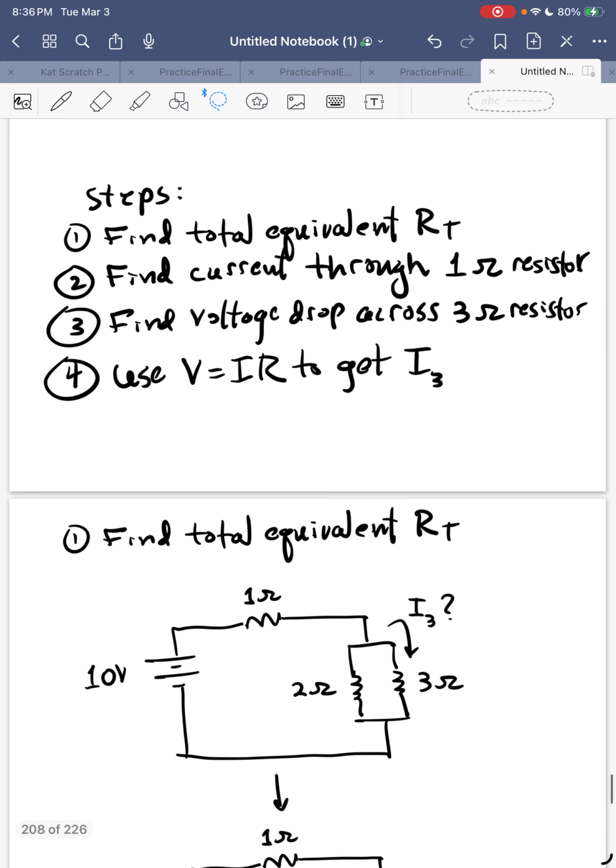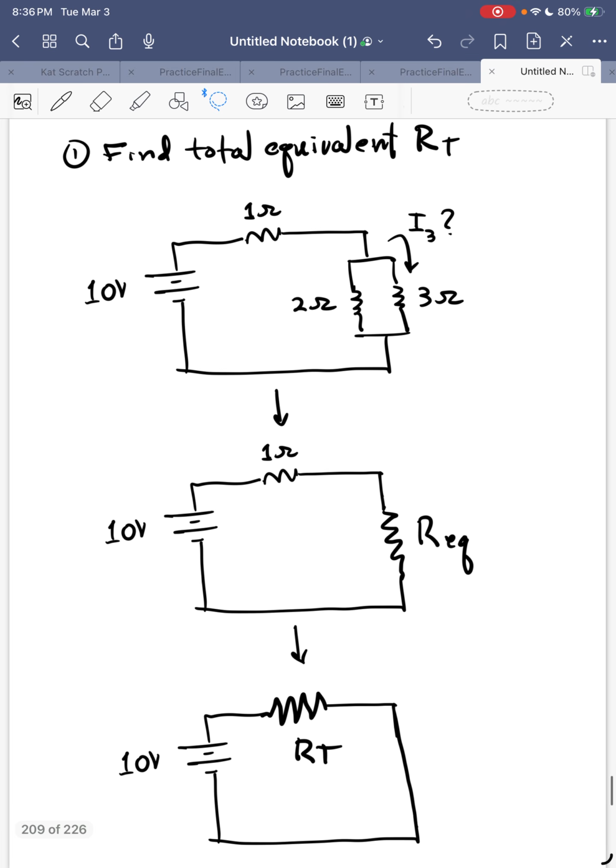Okay, let's begin. So let's find the total equivalent resistance. So here's the original circuit right here. And what we want to do is basically simplify first this part that has the parallel resistors and get an equivalent resistance there. And then after that, we want to sum these two resistors together, the 1 ohm and the equivalent resistance of the parallel, to get one total resistance like that. And once you get that, then you can get the current that's going around this loop like that. And that's going to be an important step.